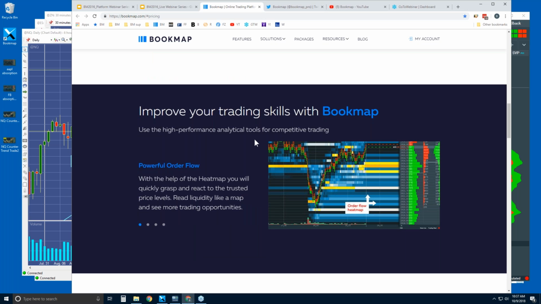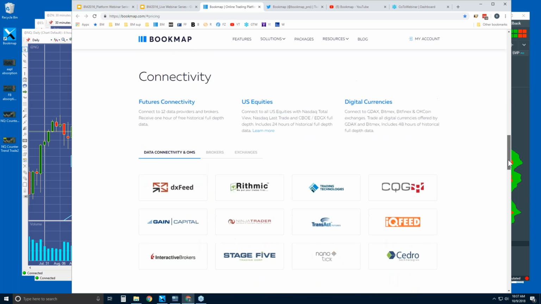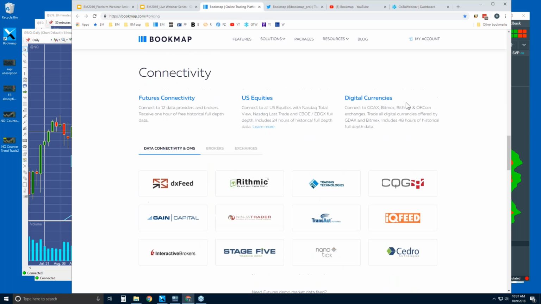We'll continue on to connectivity. So we'll stop here for a moment and let's talk about the different markets that Bookmap connects to. Since we are software, we are not a data provider, nor are we a broker. Now we connect to the futures markets, US equities, and digital currencies. Okay, so 3 different markets. Now the data for the digital currencies is free, but since we're software, you will need to provide the data for futures and for US equities.